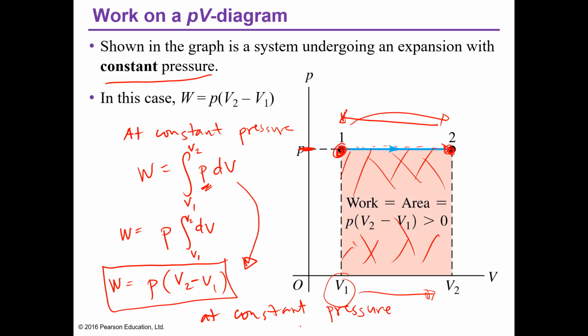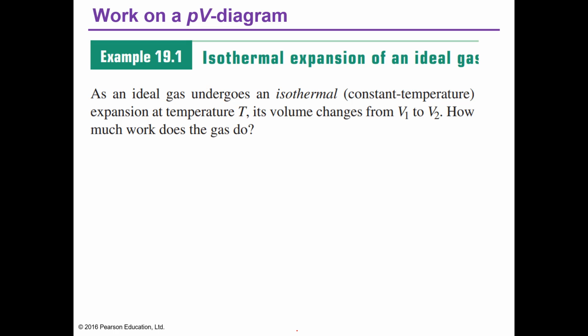Okay. Say for example, this is an isothermal expansion of an ideal gas. What do you mean by isothermal expansion? Isothermal means your temperature is constant. Okay? Your temperature is constant. So, how much work does the gas do? Take note, solution.